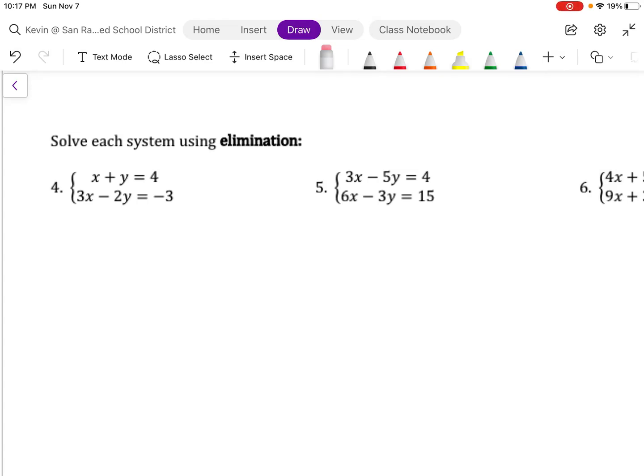Okay, continuing with chapter 7.1 to 7.2, solving systems of equations in two variables. This is video number 2. Video number 1 looked at substitution. This video we're going to look at elimination.